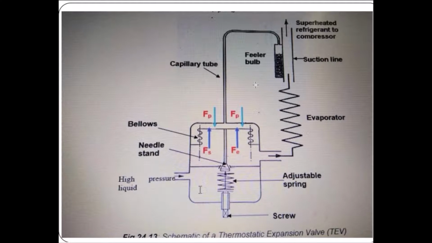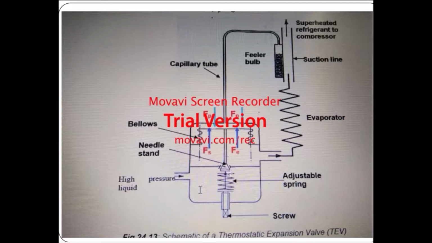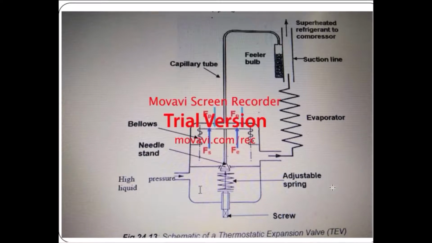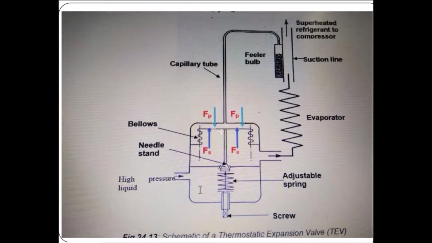So the pressure increase will stop the valve. Yes, correct. This one is the needle stand. So the push on this diaphragm will close the supply of refrigerant. This screw will control the tightness or the pressure. We can control the pressure, how much we need. Correct.